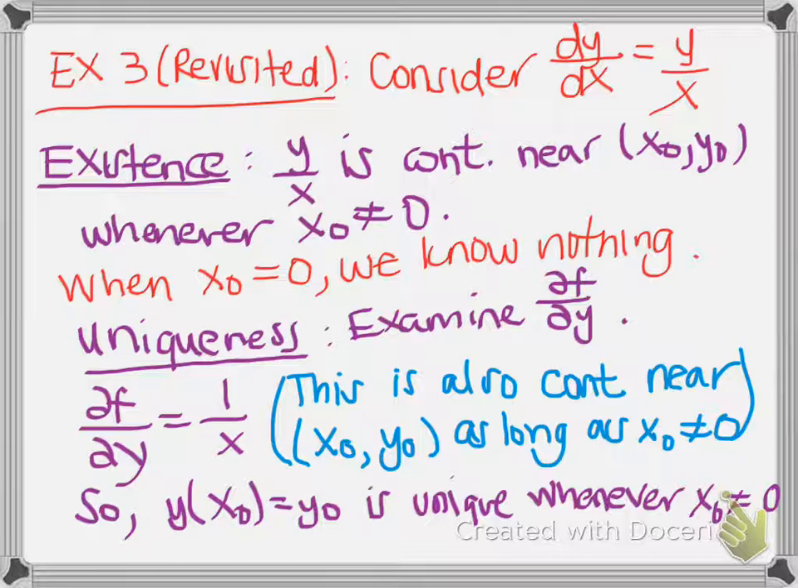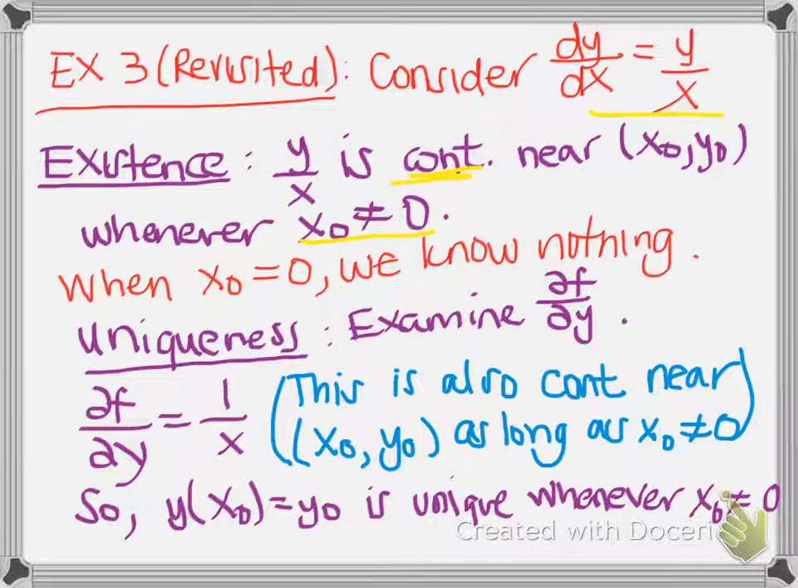Okay, so we had dy over dx equals y over x, and we just wanted to talk about, because I think some of the homework questions just ask you to analyze, or what can you conclude in regards to the existence and uniqueness theorem. So here we said that y over x is continuous near the initial point x sub 0, y sub 0, whenever x sub 0 does not equal 0. So that means solutions exist as long as x sub 0 does not equal 0, and when x sub 0 equals 0, we know nothing. Okay, so we can't conclude anything.